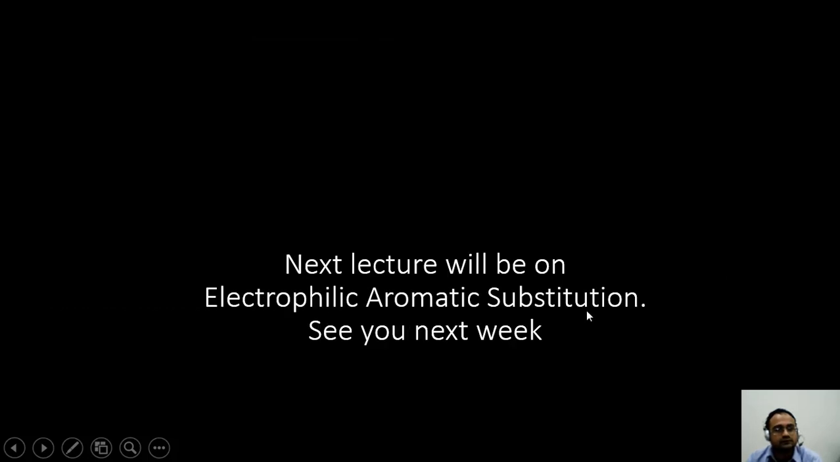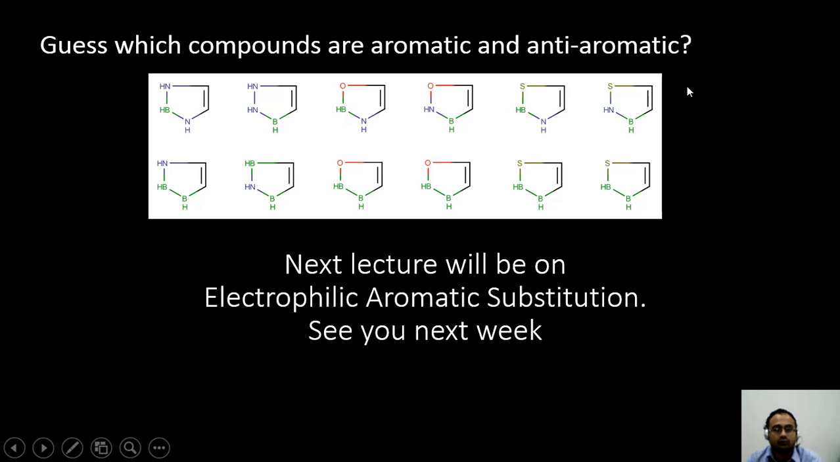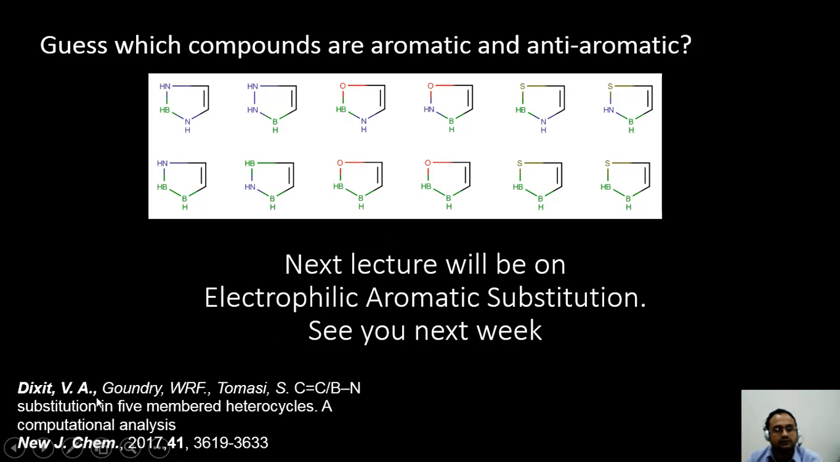So I am giving you this assignment to guess which of the following compounds are aromatic and anti-aromatic. Please take a closer look at their structure. Try to count the number of electrons in the ring and check if they satisfy the 4n plus 2 rule or not. Some of these compounds were recently reported in one of our papers.